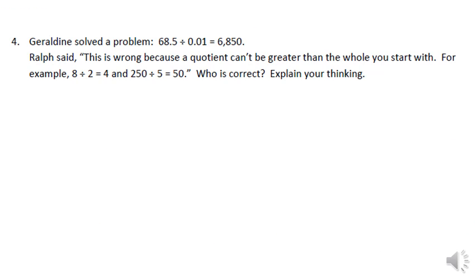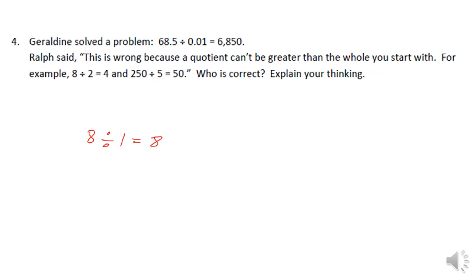Number 4. Geraldine solved the problem 68.5 divided by 0.01 equals 6,850. Ralph said this is wrong because a quotient can't be greater than the whole you start with. For example, 8 divided by 2 equals 4, 250 divided by 5 equals 50. Who is correct? Well, the easiest way to show this is I'm going to use their example of 8. 8 divided by 1 is going to give us 8.